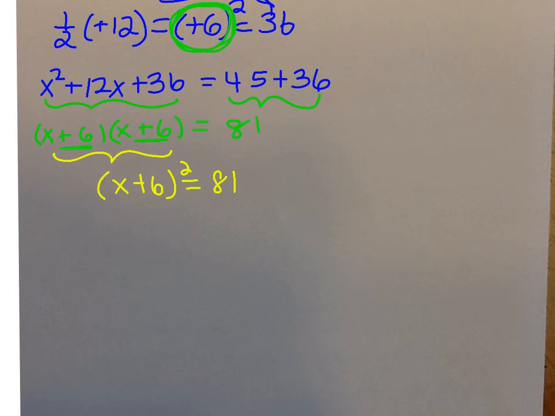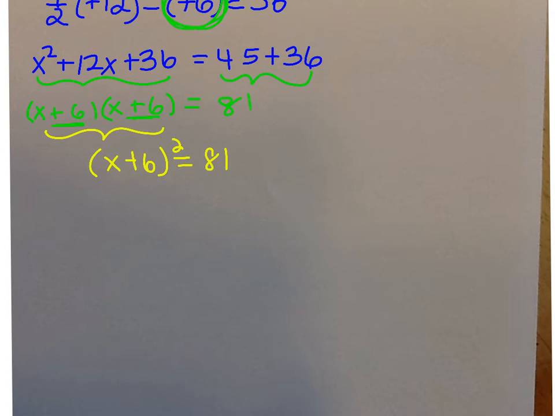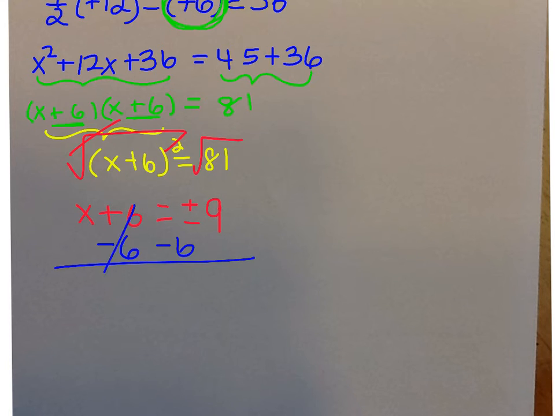All right, now how do we get rid of a square? Hopefully you remember, you square root. So we get x plus 6 because the square and the square root cancel each other out. The square root of 81 is 9. And don't forget you have to have plus minus, because when you square root something, it's plus minus. Now we're going to solve for x. So minus 6. X equals, put the minus 6 in front of the plus minus, so it's negative 6 plus minus 9.